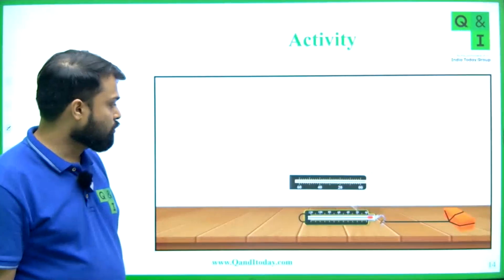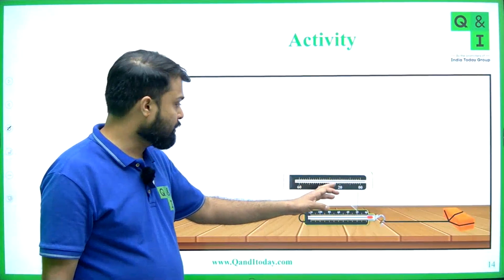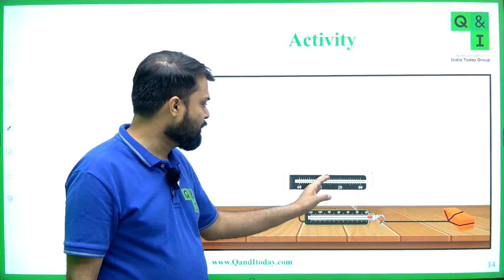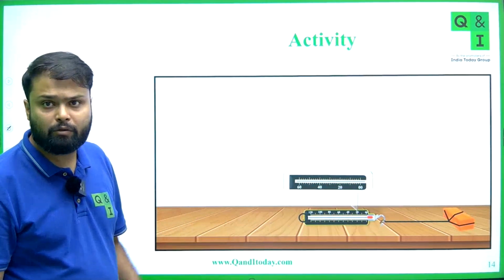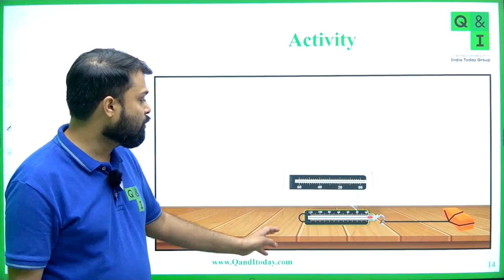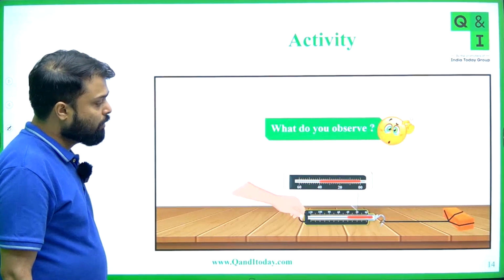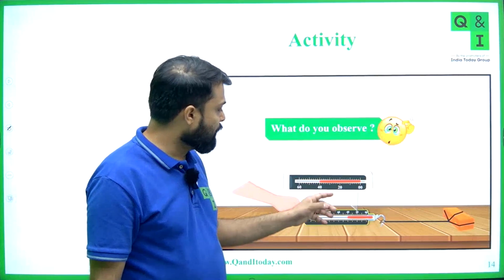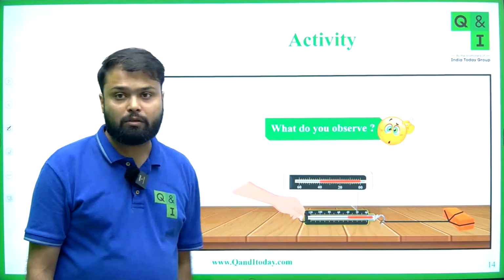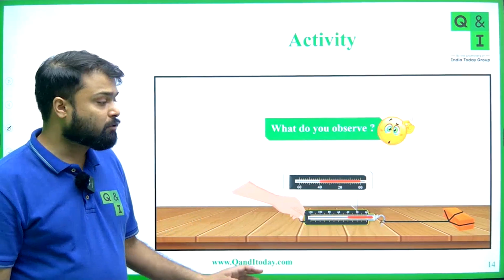Okay. So suppose there is a reading here. Different values 0, 20, 40, 60, 80, 100 and so on. So these are the values given on this spring balance. So here you can observe that if you apply a force of 40 Newton, still this brick is not moved.